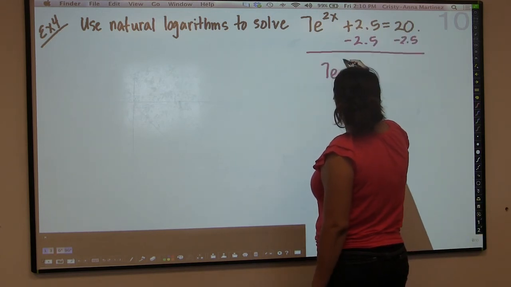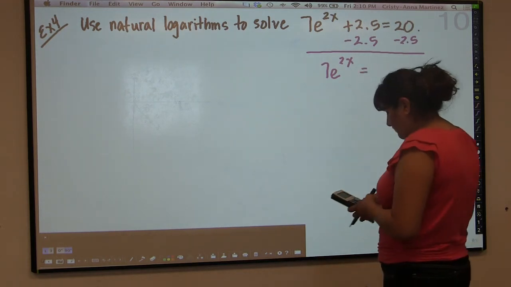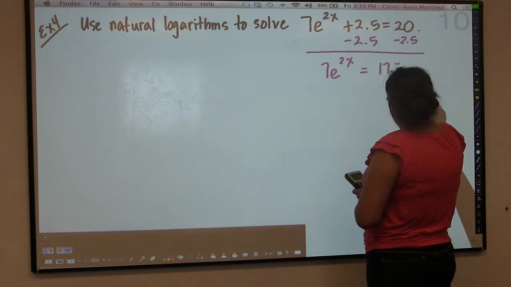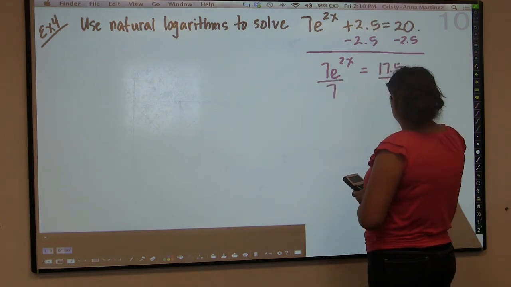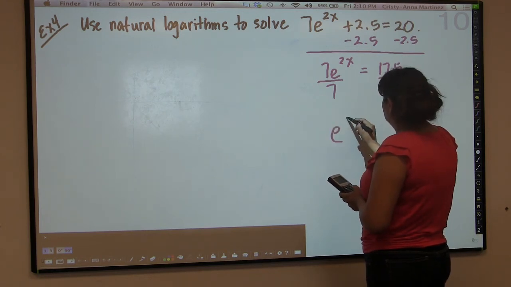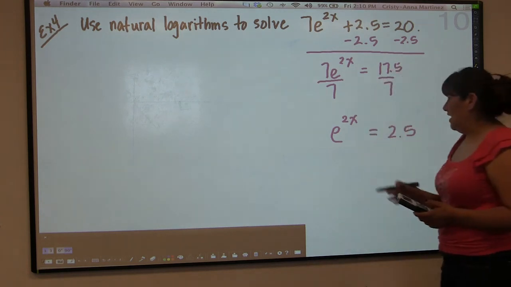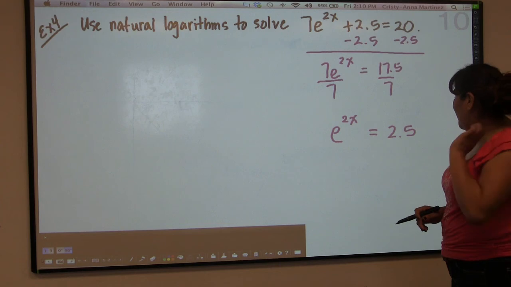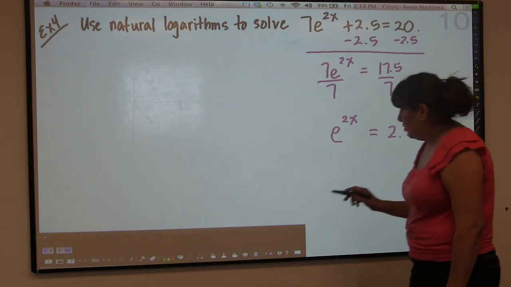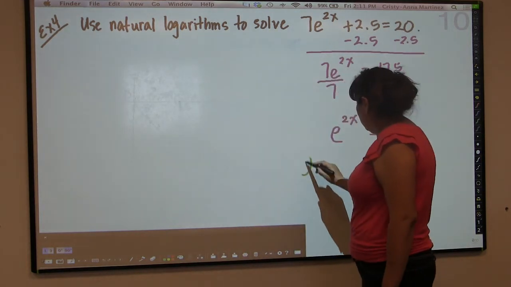So 7e to the 2x equals 20 minus 2.5, which is 17.5. And then I'm going to divide by 7, and I get e to the 2x equals 2.5. So now that I have the exponential part isolated, the next thing I do is take the log of both sides. Okay, and that can be interesting. We're going to do ln.